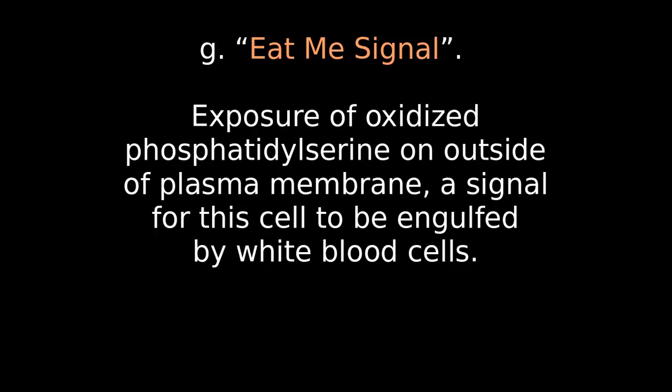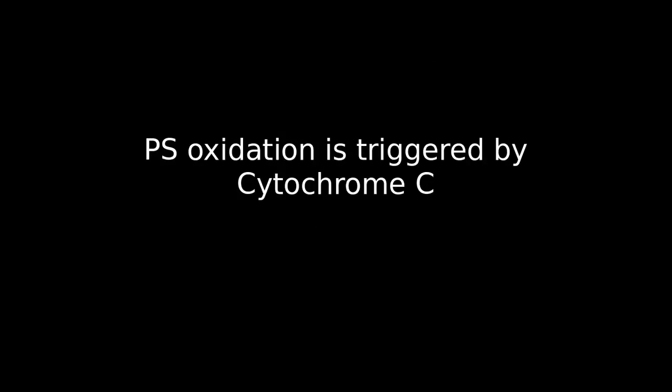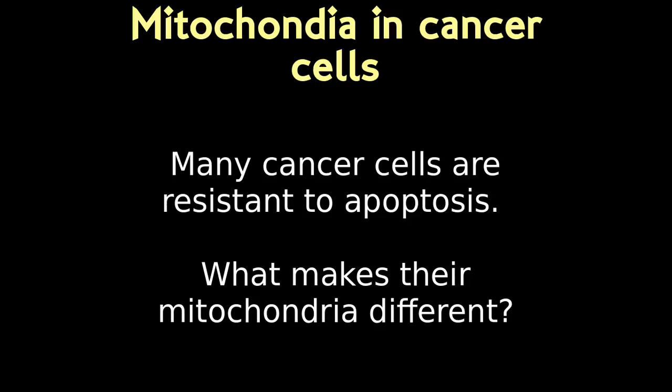Another thing that brings about the final destruction and cleanup of the cell is called the eat me signal. The eat me signal is oxidized phosphatidylserine on the outer plasma membrane, which signals for the cell to be engulfed by white blood cells and cleaned up. This phosphatidylserine oxidation is triggered by cytochrome C. So the release of cytochrome C from the mitochondria also starts to oxidize phosphatidylserine, and then those go and signal for white blood cells to consume that cell.